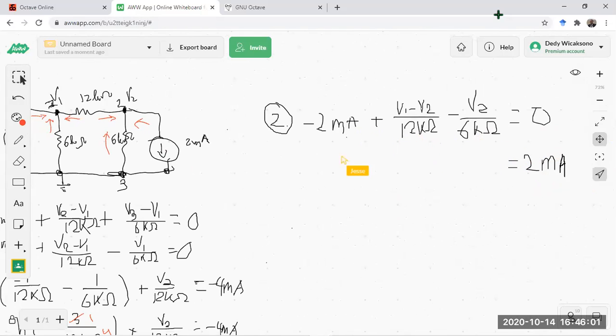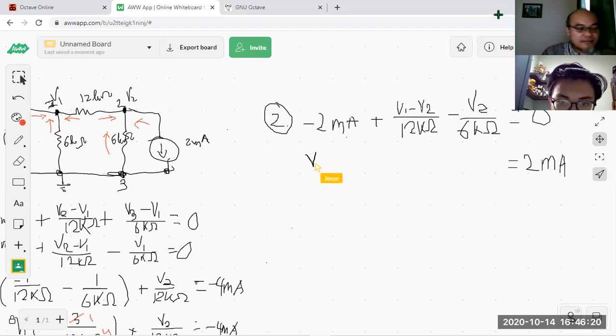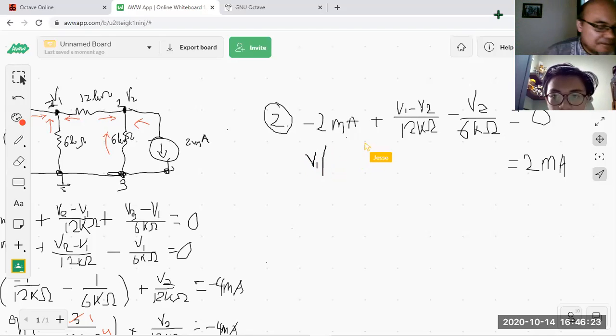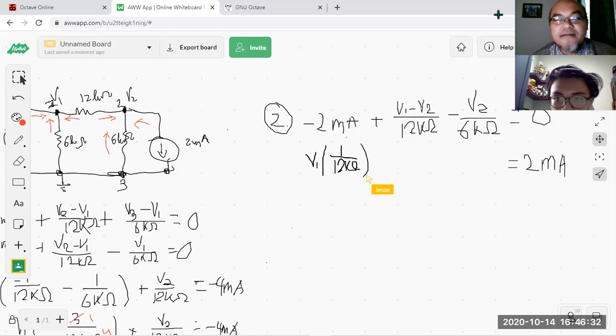Okay, so we regroup again, V1 with V1, V2 with V2. V1 first, the first term. V1 multiplied by 1 over 12K, right? Yes, 1 over 12K. Then plus V2 equals to minus.